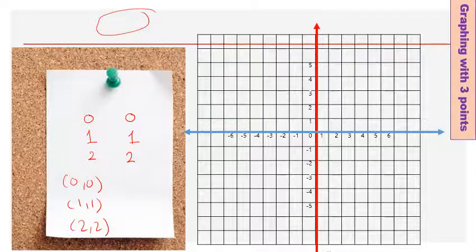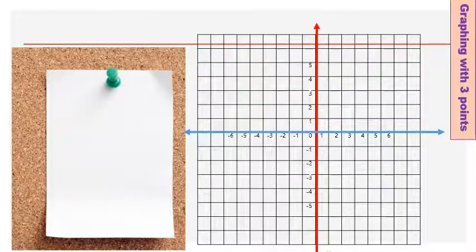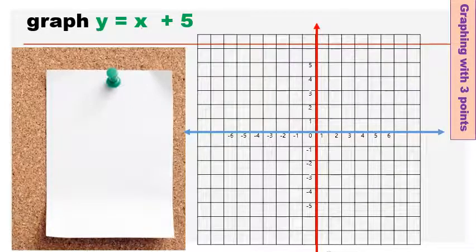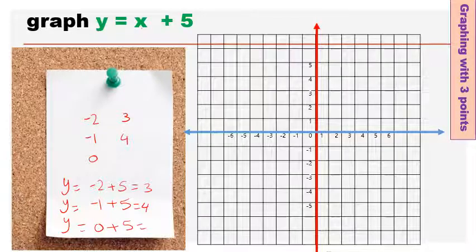Next, graph the line y equal x plus 5. So just erase the board. Now we're going to make our table, and then we're going to assume any numbers for x. This time I'm going to assume -2 for x, -1, and 0. Any numbers you can assume for x and get the corresponding y for it. So y is going to be equal, for the first one, -2 plus 5, which is equal to 3. So y here is 3. Y in the second one, -1 plus 5, which is going to be equal to 4. And for the third one, y is equal to 0 plus 5, which is equal to 5.